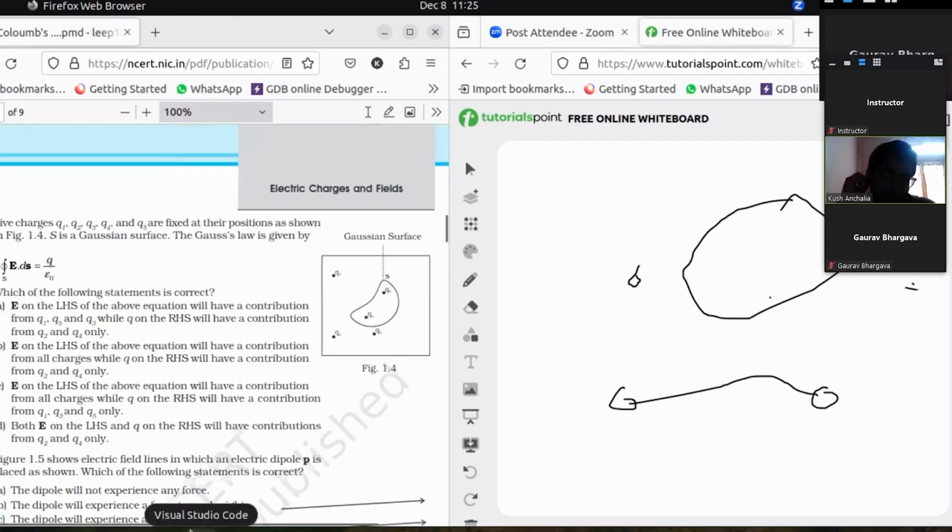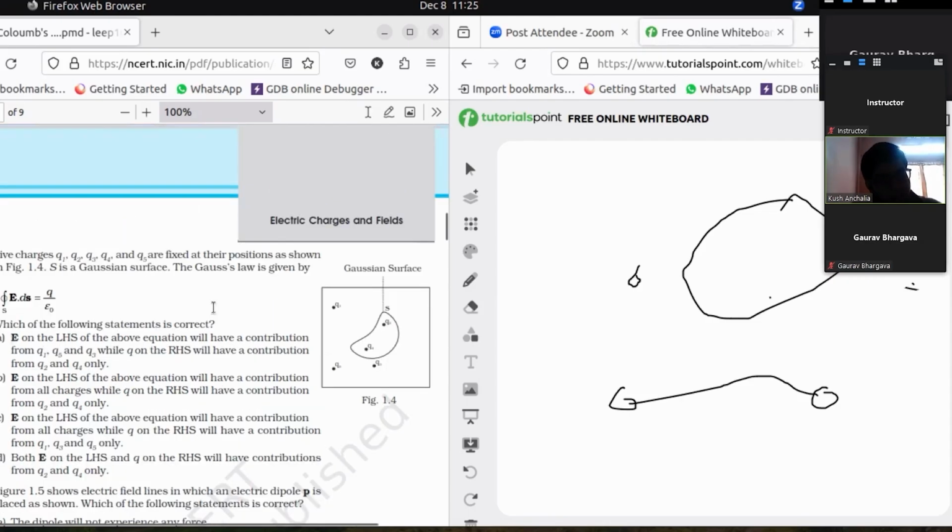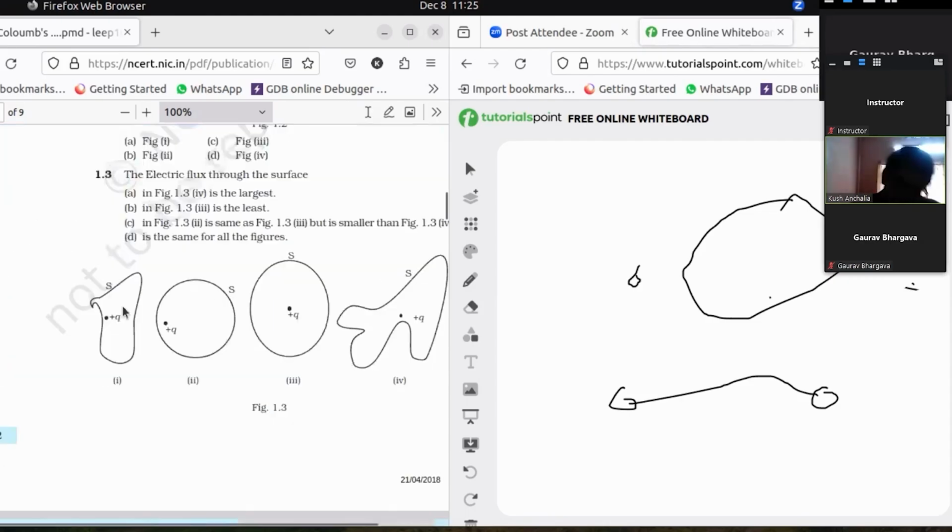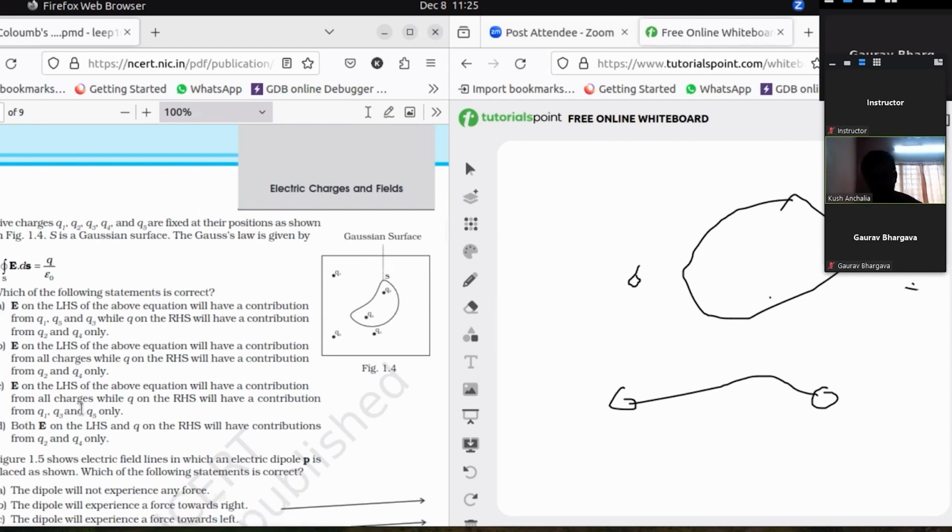Five charges Q1, Q2, Q3 and Q4 are fixed at their positions as shown in figure 1.4. There are five charges, and S is the Gaussian surface. That is what I was pointing out in the previous question. The flux is the net Q enclosed by epsilon naught. So the number of charges enclosed by this one determines the electric flux, Q enclosed by epsilon naught. Here everyone is enclosing the same amount of charge, so because of the Gauss law, the flux is the same for all.